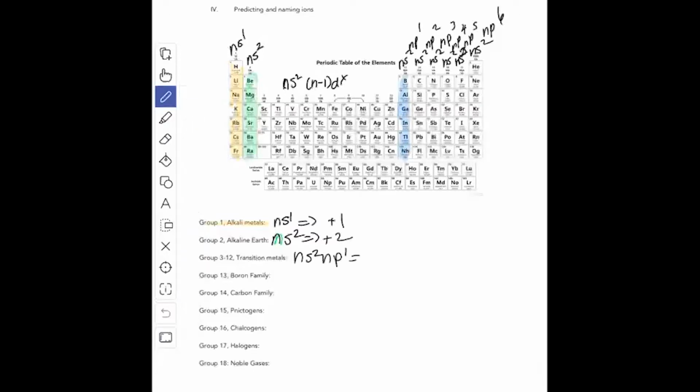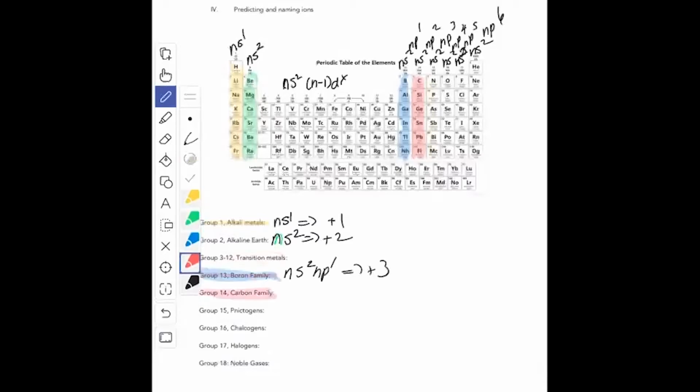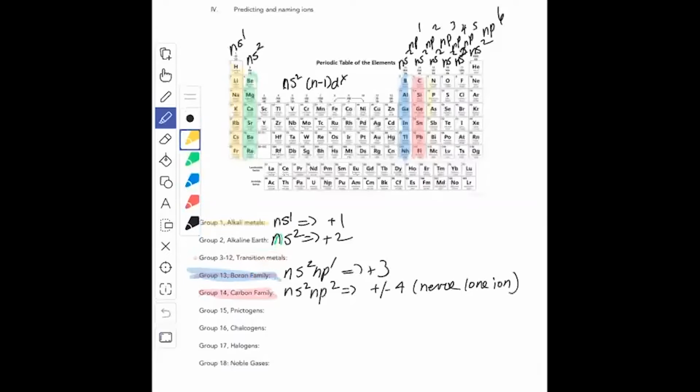If we hop over to group 13, which has 3 valence electrons, ns2 and p1, these atoms will lose 3 electrons to become 3+. Now, group 14, the carbon family, is ns2 and p2, so it has 4 valence electrons. These atoms can either gain or lose 4 electrons, but we're generally not going to see the atoms in this group form cations or anions as individual atoms.